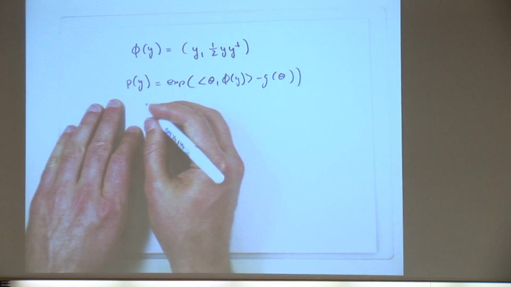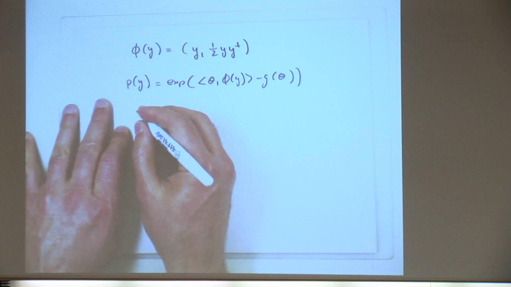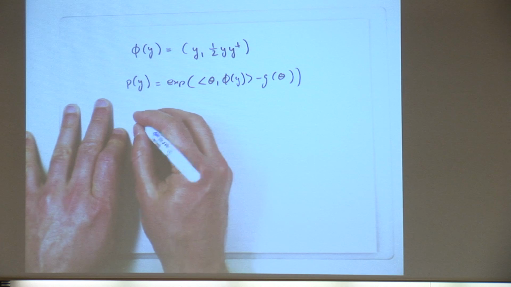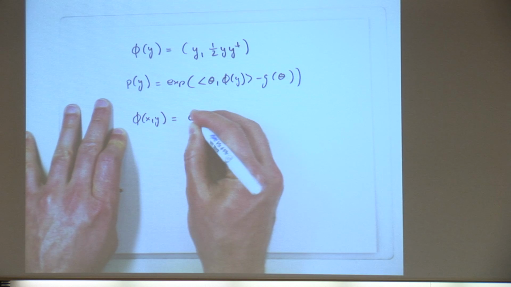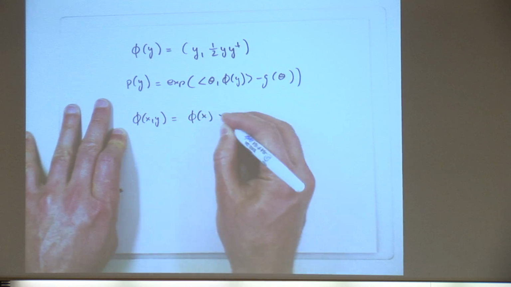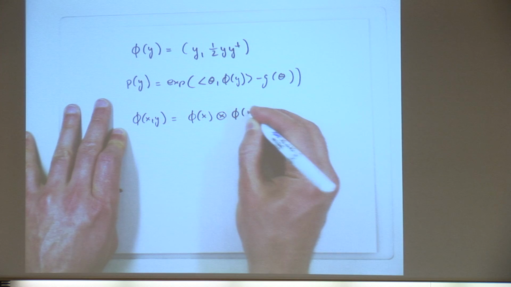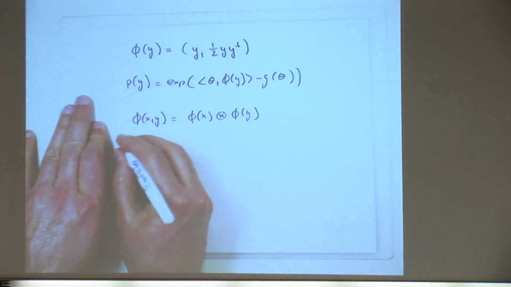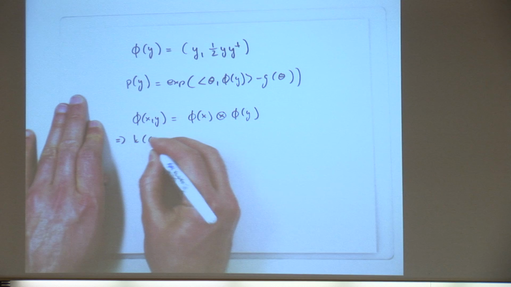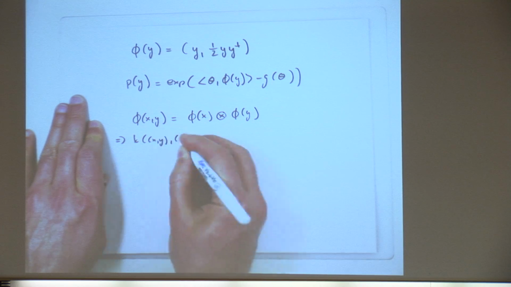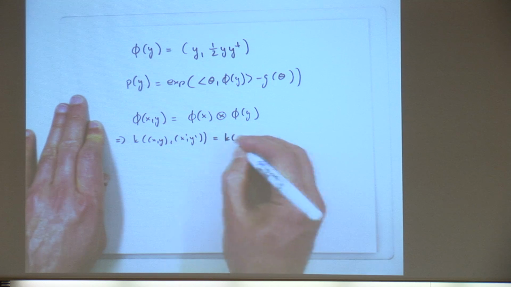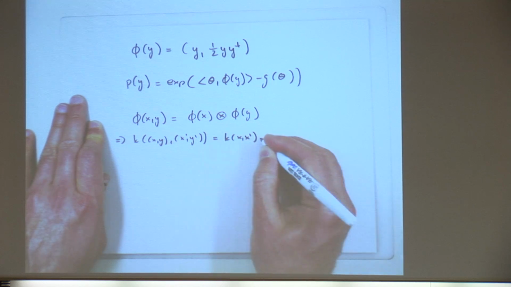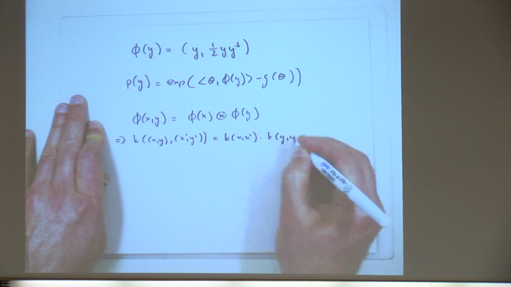So now a possible kernel that I could design for phi of x and y, I could, for instance, have phi of x and y to be phi of x tensor phi of y. In other words, k of (x, y), (x prime, y prime) is just k of x and x prime times k of y and y prime.